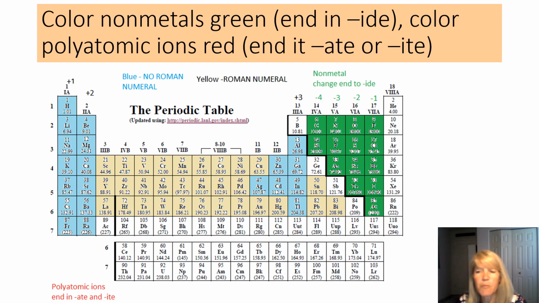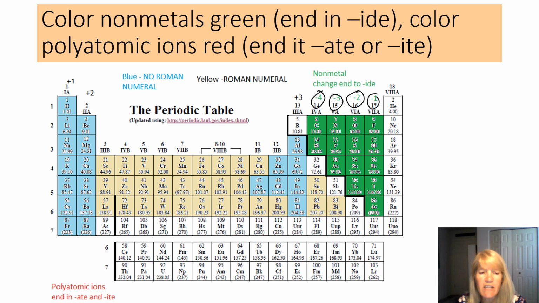So now updating our periodic table a little bit more, I've colored the nonmetals green, and you can see their charge, -1, -2, -3, and -4. Now that -4 only applies to carbon and silicon, because then you get into the metals. The -4 is not super common. Carbon and silicon you find more often in molecular compounds. But when they're in ionic compounds, all of these, you'll change the ending to "ide." So we'll do some examples of that.